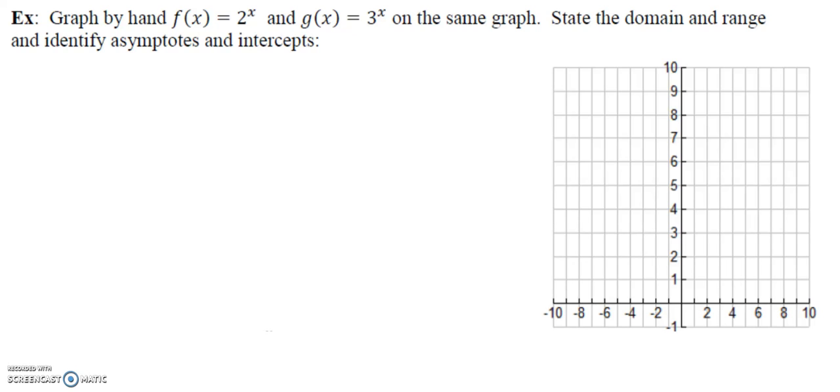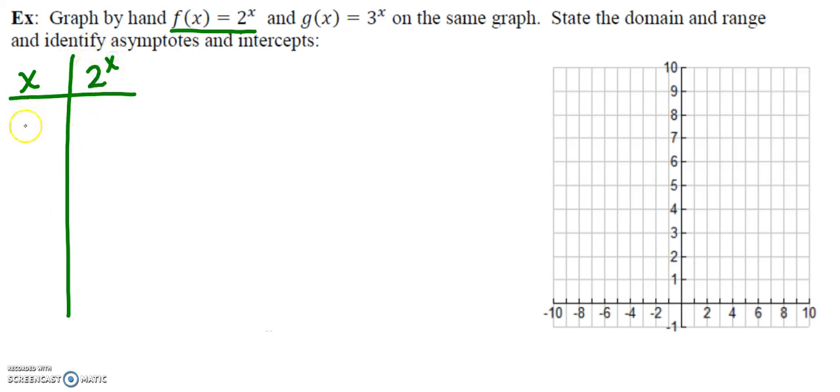All right, so graph by hand, f of x and g of x on the same graph, and then we're going to do some analysis of domain, range, and asymptotes. So I'm going to start with this f of x equals 2 to the x. So graphing by hand, I'm going to set up a nice xy chart. I'm going to pick -1, 0, 1, 2, and 3.